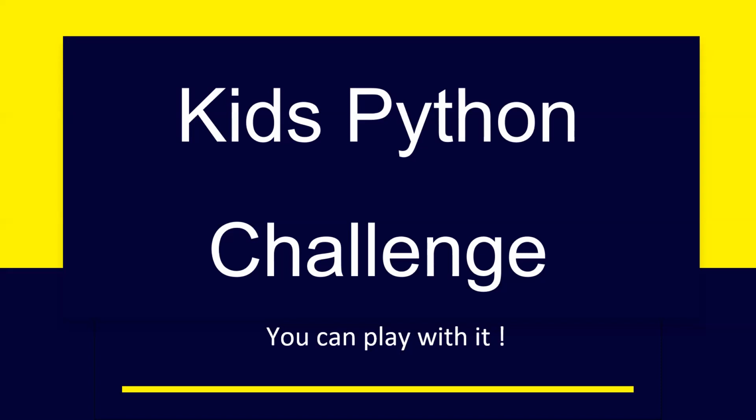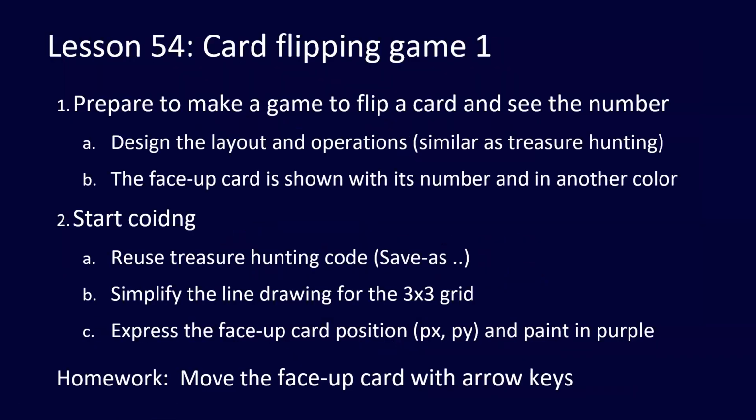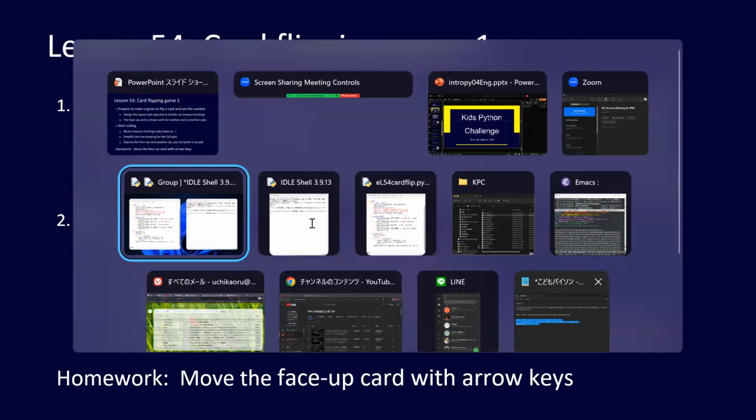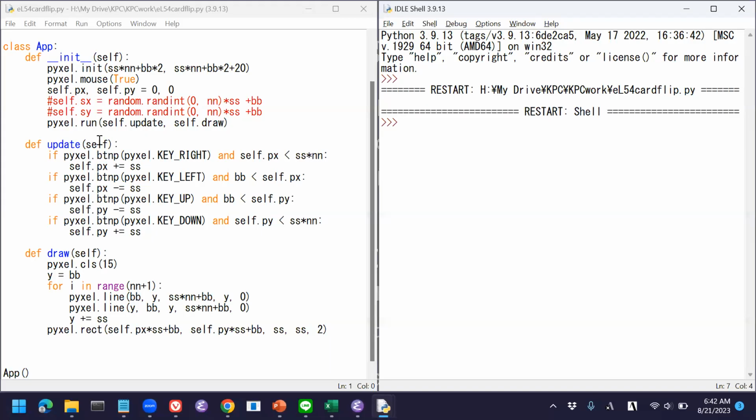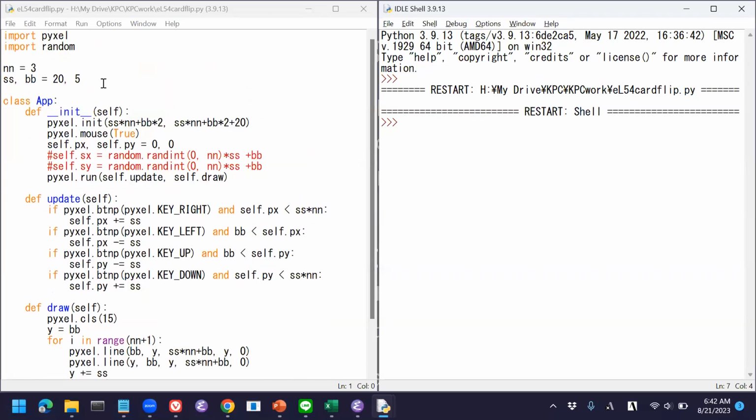Okay, let's continue the card flipping game. So, where are we? Let's open the card. Let's open the code and see it. It's L54 card flip. Let's run it and check.